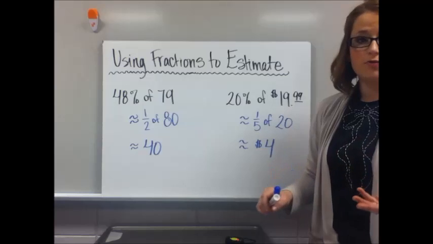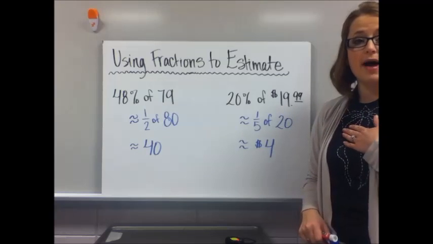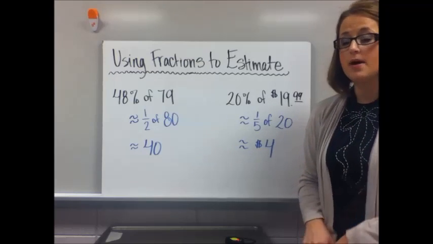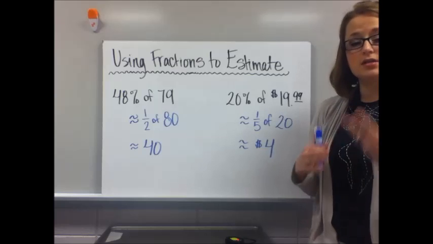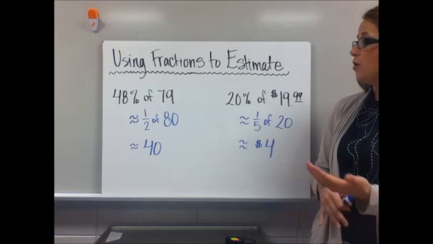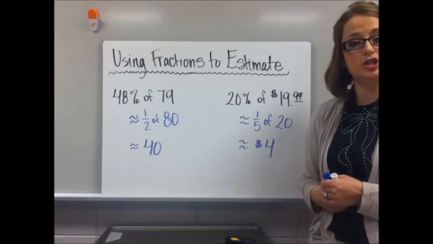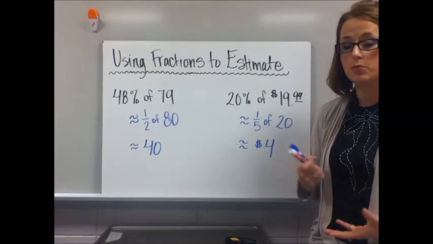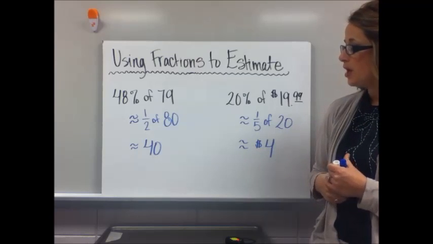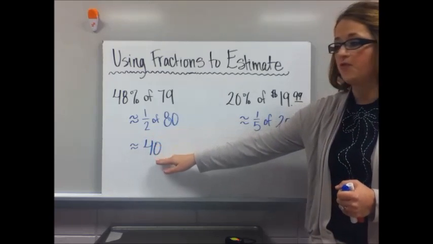There is no magical formula for this. What might be easy in my mind may not be as easy in your mind. We're looking for an answer that is logical, something that's in the ballpark. You will also find yourself using this to check your work when you are finding the actual percent of an answer. So half of 80 is 40.